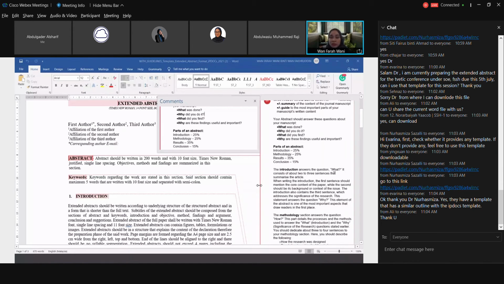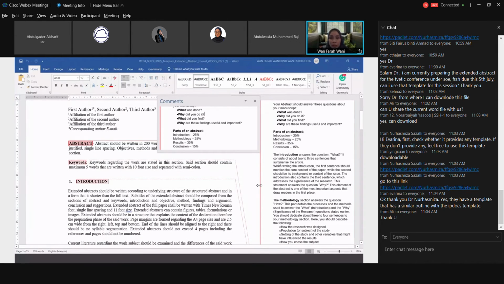Methodology is another 25%. A quarter of your abstract should talk about your methodology. How did you do it? And then the bulk of it, 35%, is on the results. What did you find? So if you are doing a review paper, what were you reviewing? So you talk about that in your abstract.